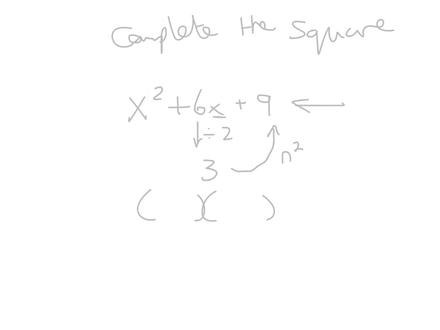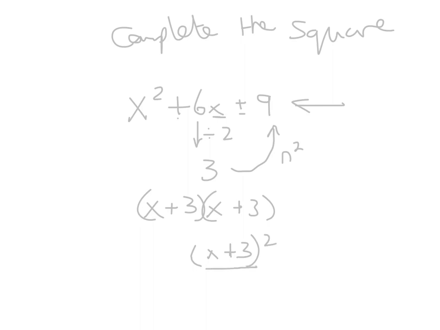X squared, you put an x in both parentheses. This is positive, and so is this, so you're going to add. Then two numbers multiplied together make 9, and the same two numbers added together will make 6. Well, that will give us our 3 and 3, and we can simplify that as x plus 3 squared. Okay, so that is completing the square.